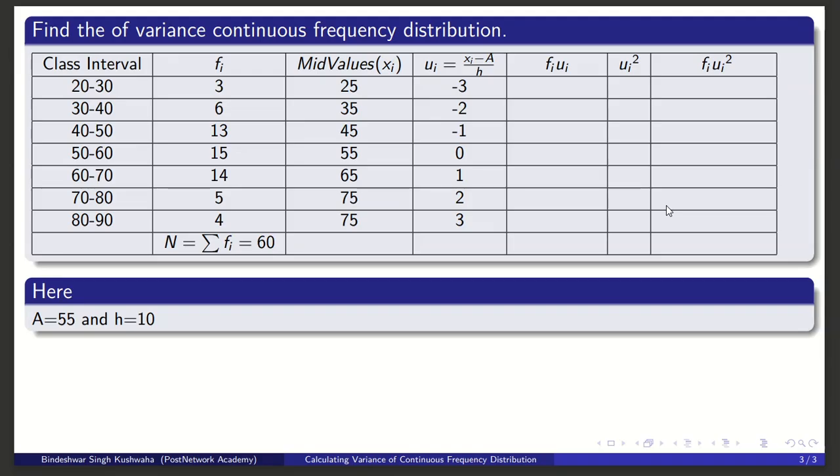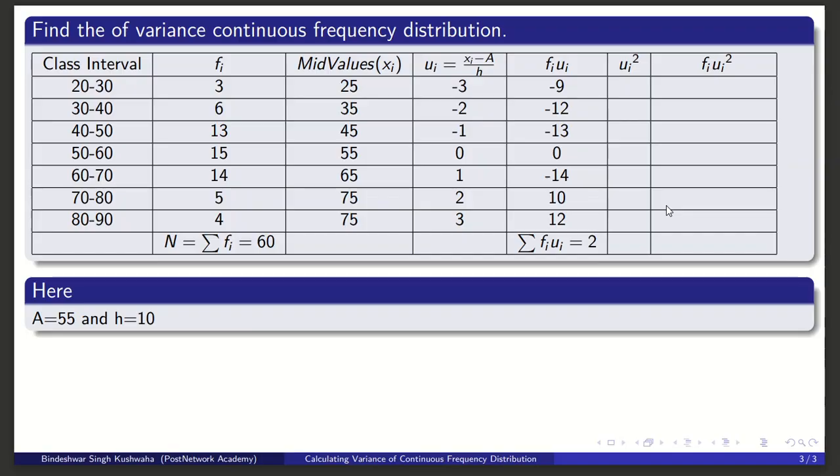Now multiply frequencies with uis. So first value you will get 3 into minus 3, that would be minus 9. Second value 6 into minus 2, so that would be minus 12, and other values you can get the similar way. Summation of all values, that means fi ui, that would be 2, and to calculate variance we will use this value.